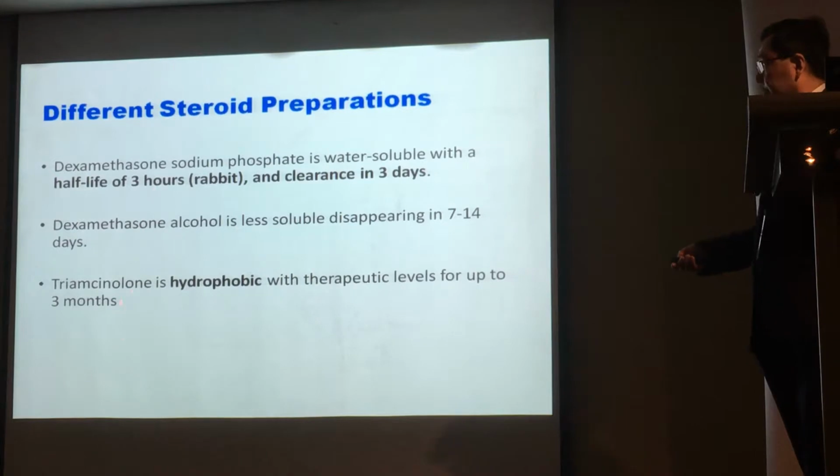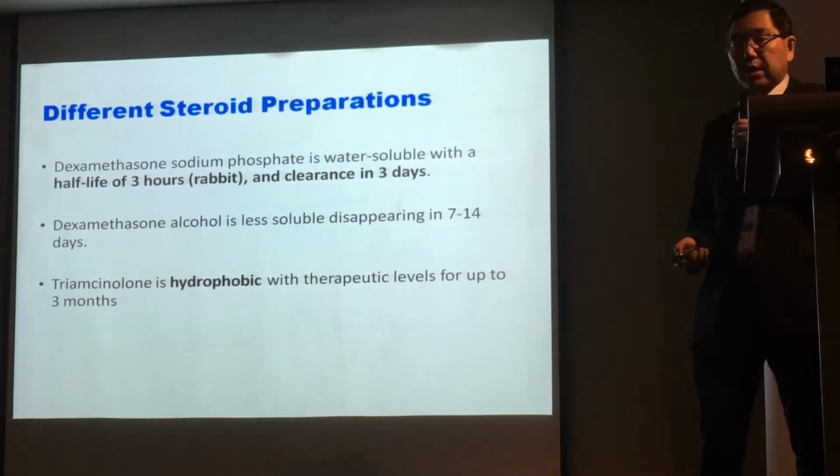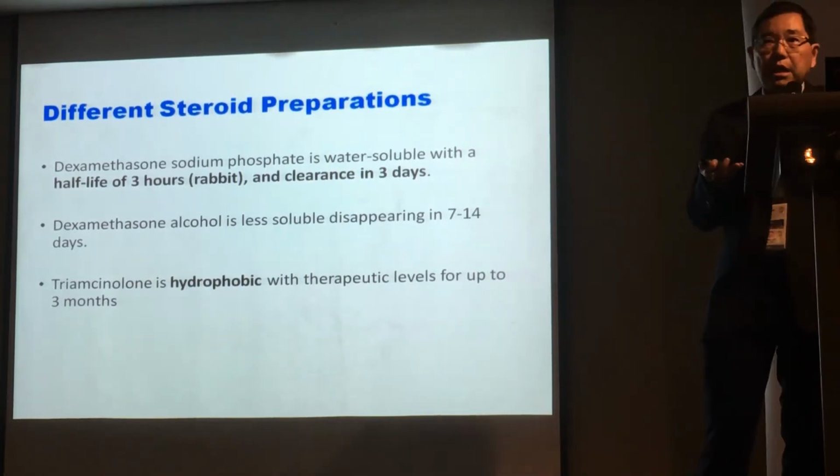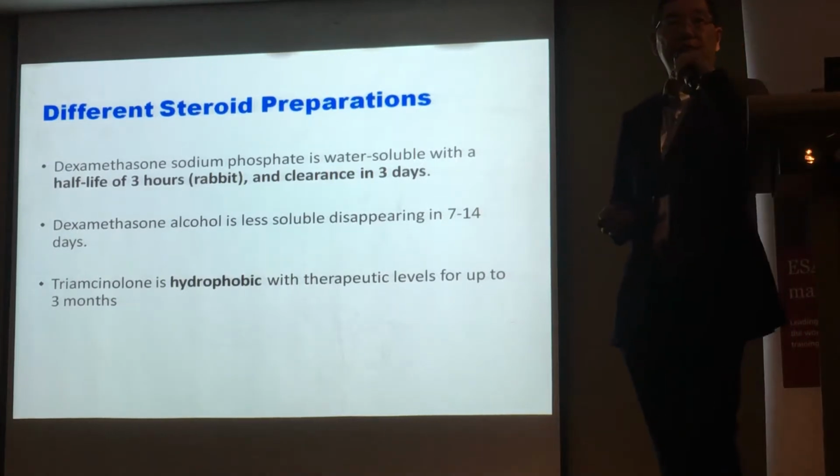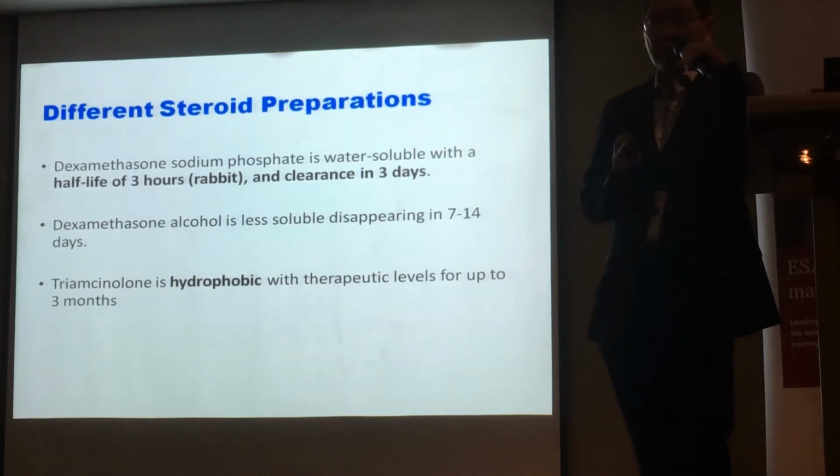What about the different types of steroid? Triamcinolone is hydrophobic, so it stays longer in the eye. Dexamethasone is very, very fast-acting, but short-lived. Right? In rabbits, 3 hours. In humans, it's estimated about 2 hours. So you're not getting a huge benefit if you want it for an anti-inflammatory purpose.